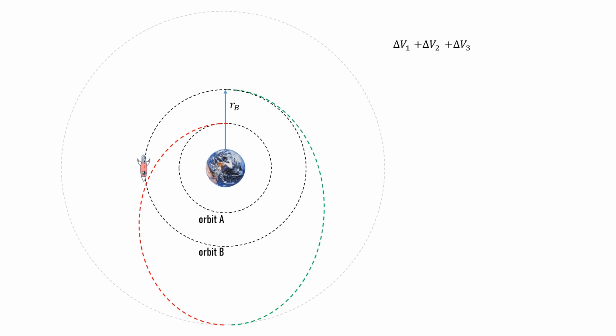And the total delta V needed for the bielliptic maneuver is the sum of all delta V's: delta V1, delta V2, and delta V3.